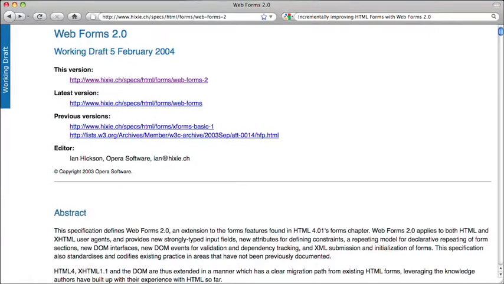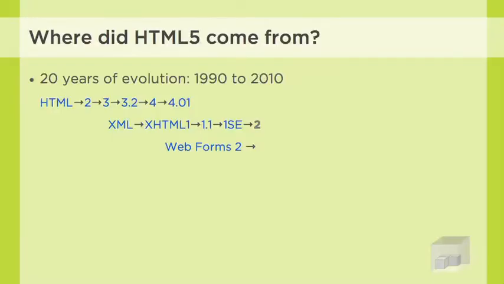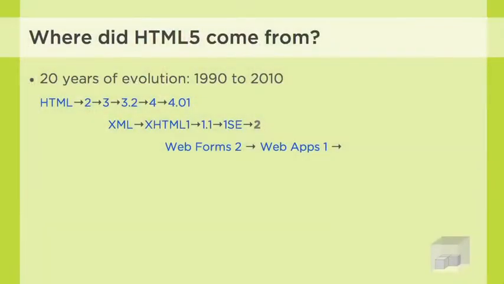And that started to iterate as a specification, first proposed to the W3C, then outside the W3C. Eventually, it got integrated into a specification called Web Apps. Web Apps 1.0 incorporated web forms and was an iteration of HTML4. This, in turn, became what we're now calling HTML5.